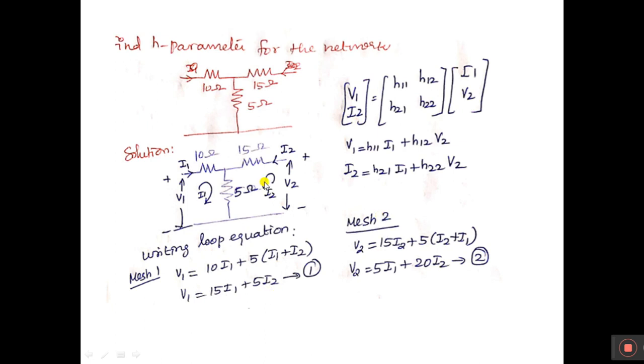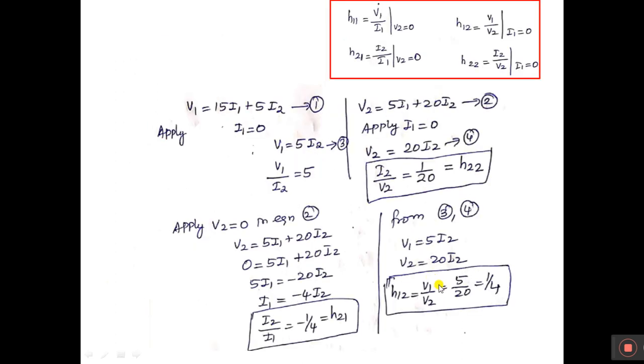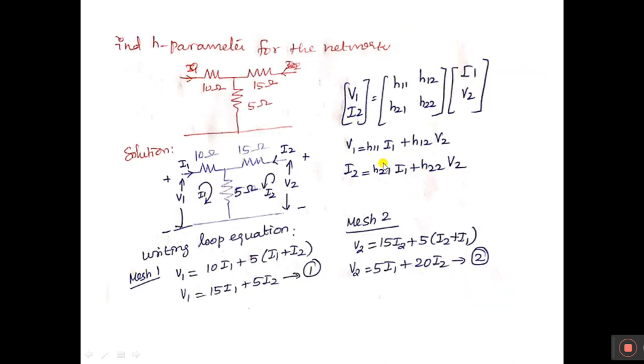Mesh 2, that is loop equation 2: 15 I2 plus 5 times (I2 plus I1) gives V2 equal to 5 I1 plus 20 I2. That is equation number 2. So to find the H parameters, these are the basic equations. Whenever you make V2 equal to 0, H11 equals V1 by I1, H21 equals I2 by I1. Whenever you make I1 equal to 0, H12 becomes V1 by V2, H22 becomes I2 by V2. So in this general equation, make V2 equal to 0 and I1 equal to 0 accordingly, and you can get the terms.